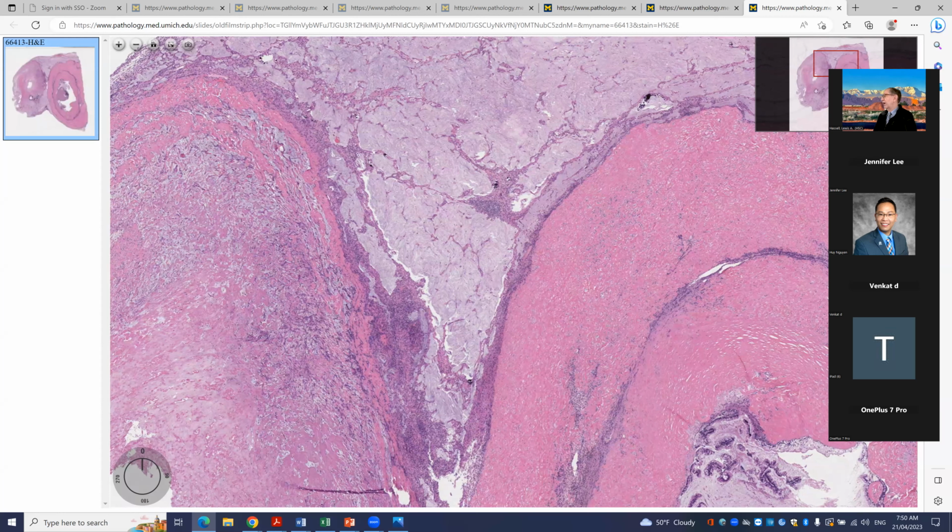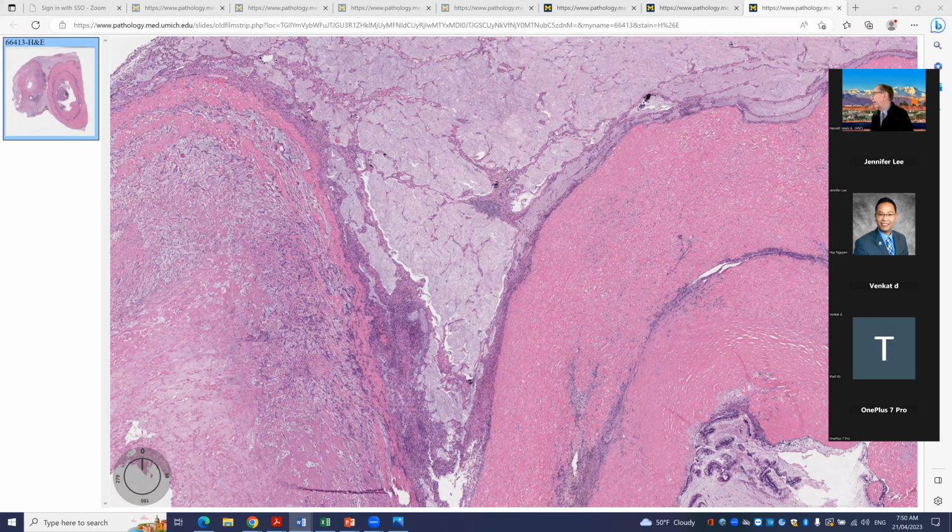Okay, and a contrasting case with this. Case 8 is a 60-year-old woman who had an omental cake and a pelvic mass.